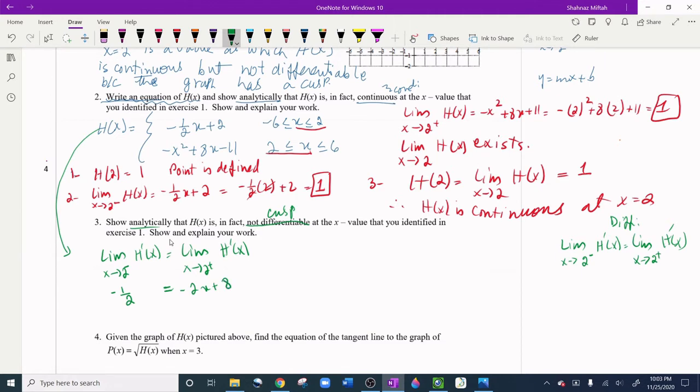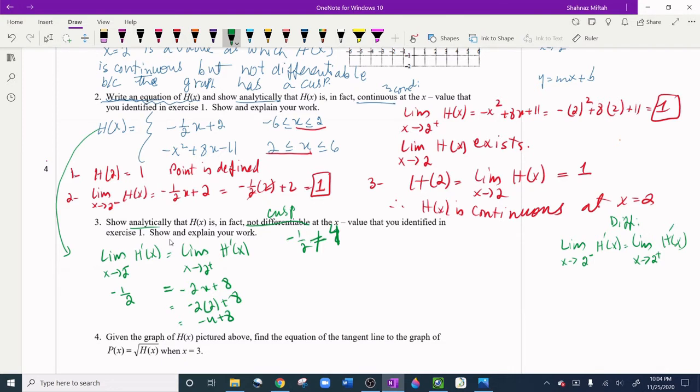So now I have to plug in the 2 here. I got negative 2 times 2 plus 8. Negative 4 plus 8 gives me 4. So negative half is not equal to 4, and they are not equal to each other. When they are not equal to each other, it means it's not differentiable.